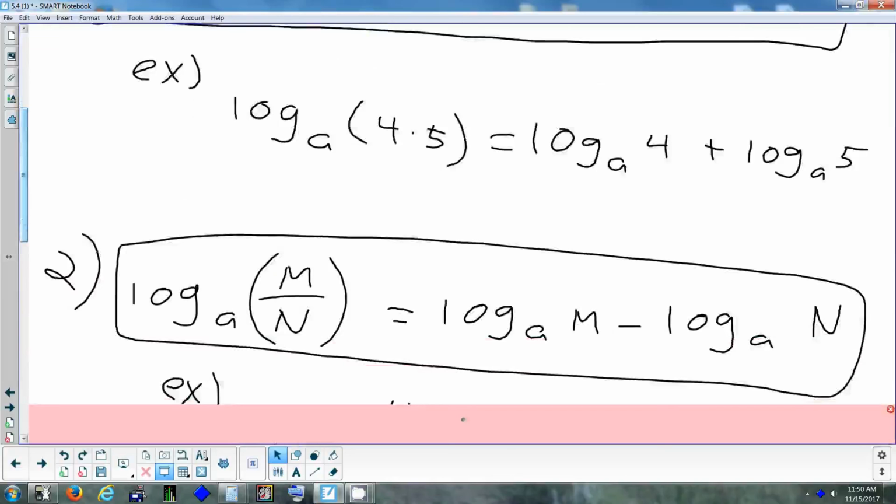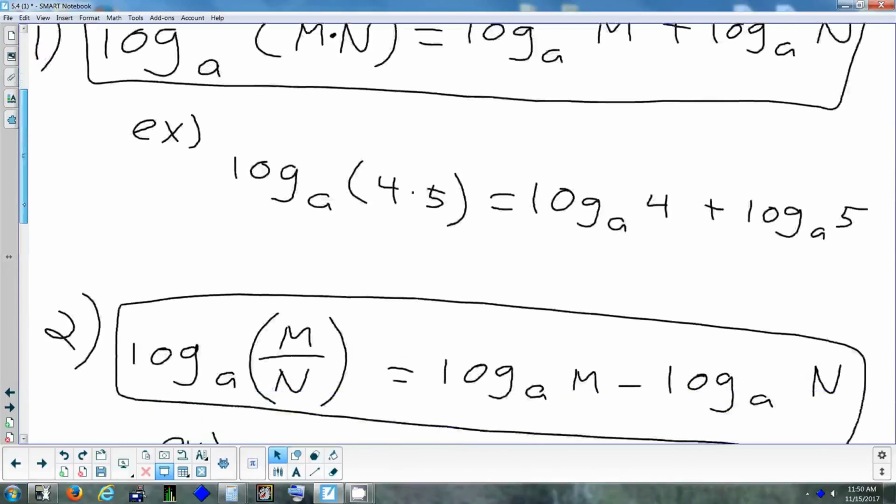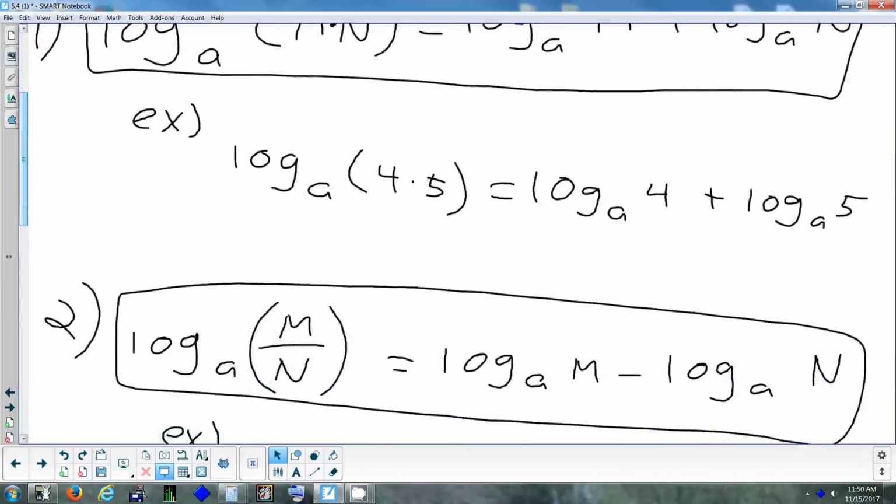Ian, did you have a question? For the top one, can you do the property again and split 4 into smaller parts? Sure, yeah. So you could do the log of 2 times 2 times 5, and you could write that as log 2 plus log 2 plus log 5. Yep, good question. So it doesn't just apply to 2 things, but you could have 3 things, 4 things, as many things as you want.